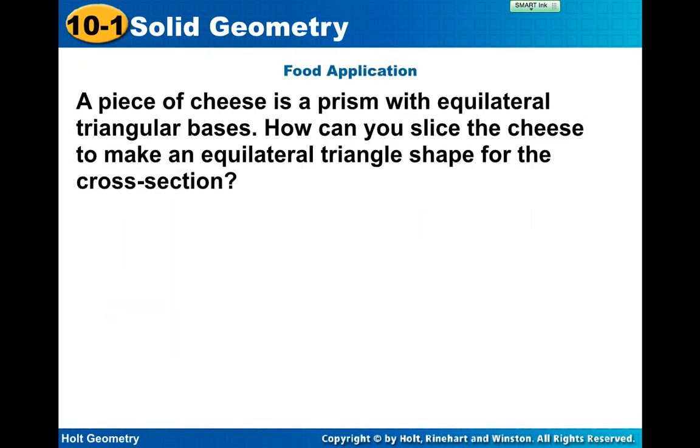How about this question? A piece of cheese is a prism with equilateral triangular bases. I don't know if they give you that choice. It doesn't look like it. Equilateral triangle bases. How can you slice the cheese to make an equilateral triangle shape for the cross section? How would you slice it? I'll let you get back to that in a little bit. Let's finish up our lesson.